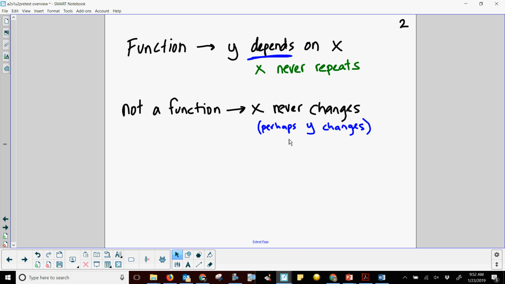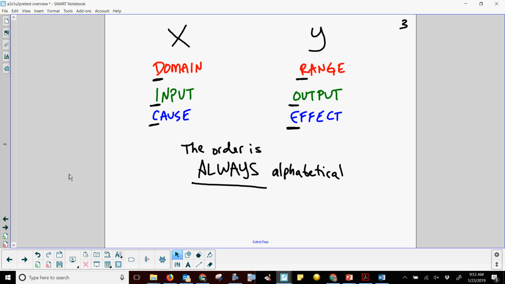It could be weird because x and y could potentially switch spots and then you would have a function. But if x never changes, then you're probably not looking at a function. It's usually just a straight up and down line. So be on the lookout for something depends on something else. It's generally a function, and it's not a function if x never really changes. That's concept 2.